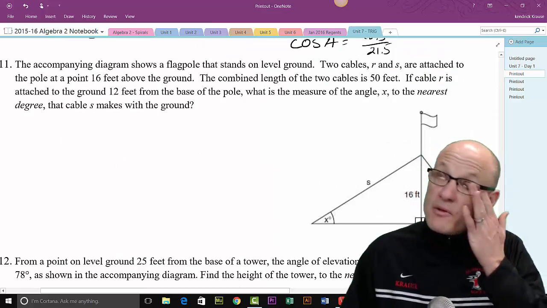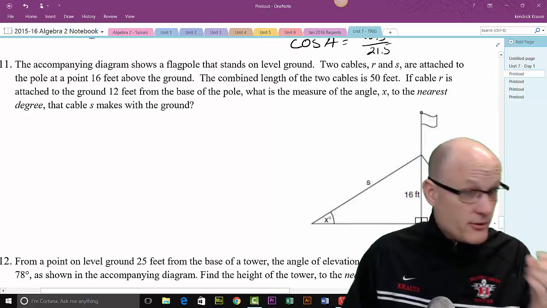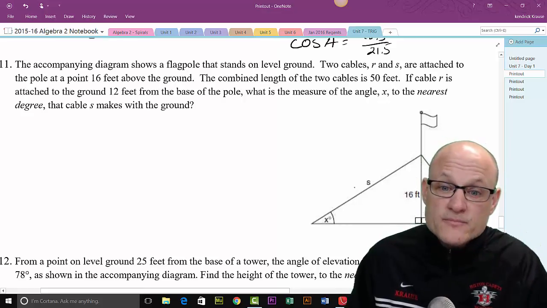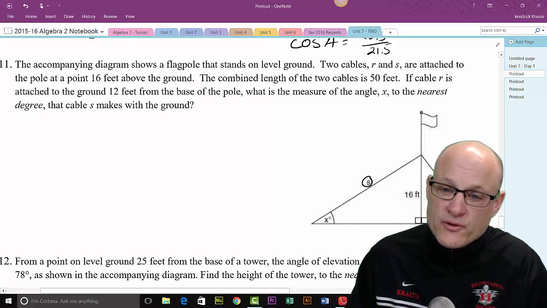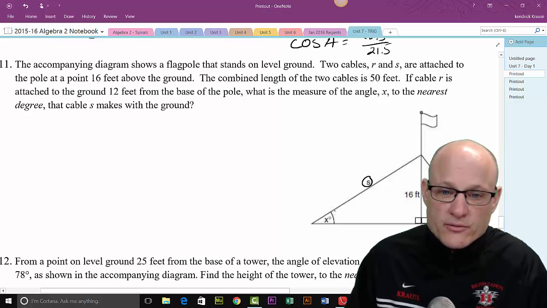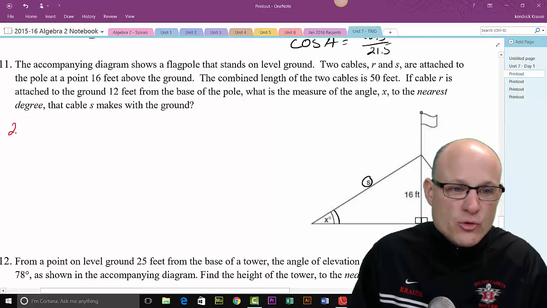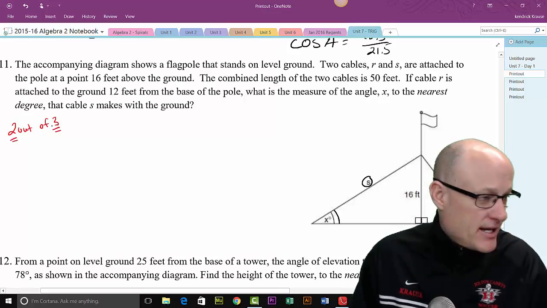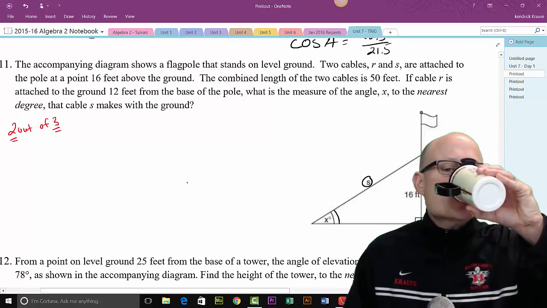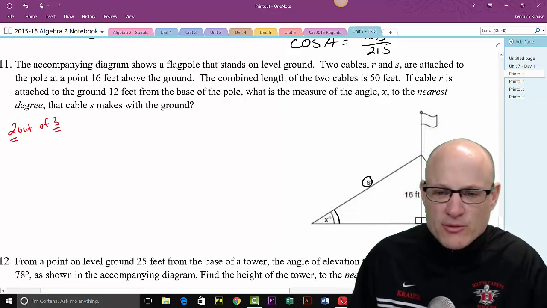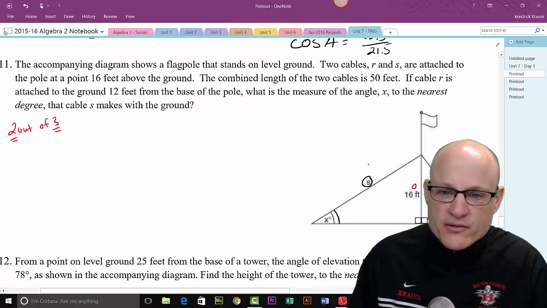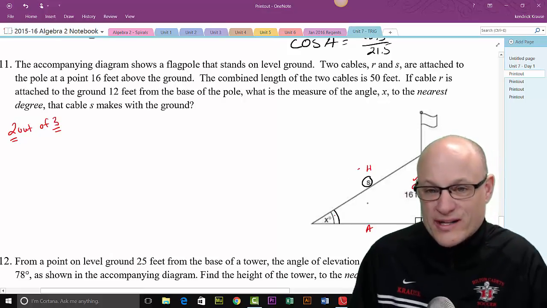If you read through this problem, it says this wire SR is 50 feet long, and they want to know what this angle X is. You should pause it and read through it. Here's another classic example of needing 2 out of 3 things. Looking for this angle X, this is O, this is hypotenuse, and this is adjacent. I have O, but I don't have the angle or one of the other 2 sides, so I can't really work in that triangle.